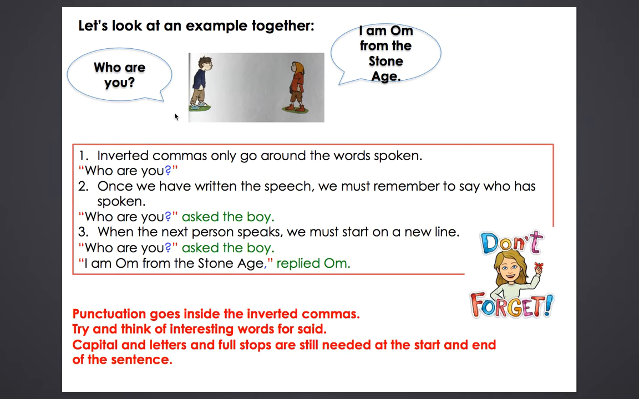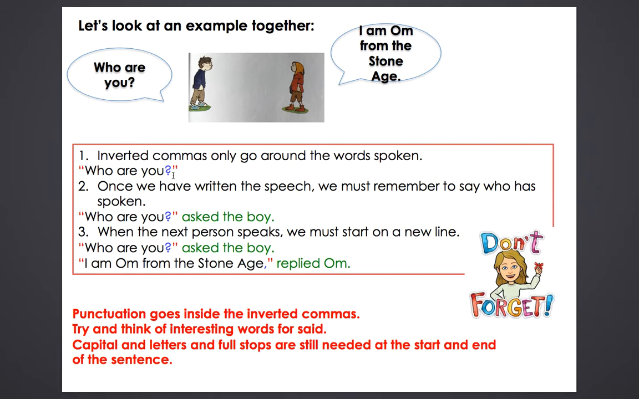Okay, now on the next page I'm going to just show you some more examples broken down. So we've got two speech bubbles here, and we're thinking about what our two characters would be saying to each other. So I've got, "Who are you?" and "I am Om from the Stone Age." So it's the boy speaking and then the girl. So I've got some little rules here to follow. Inverted commas only go around the words spoken. So I'm only going to put them around what the boy actually said. So they go at the start and at the end.